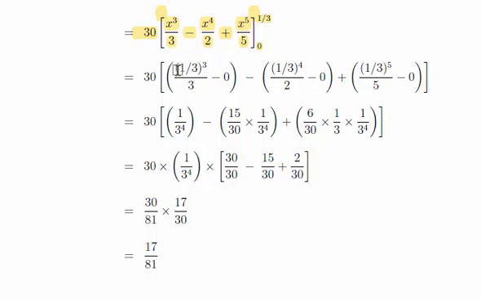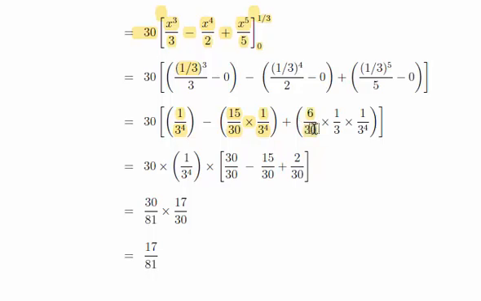Essentially the way I'm going to do it is, 1/3 cubed over 3 is the same as 1 over 3 to the power of 4. That is times 2, divided by 2, and I'm going to call that 15 over 30 times 1 over 3 to the power of 4. And finally, this is informed by what's coming up later on: 1/3 to the power of 5, divided by 5.